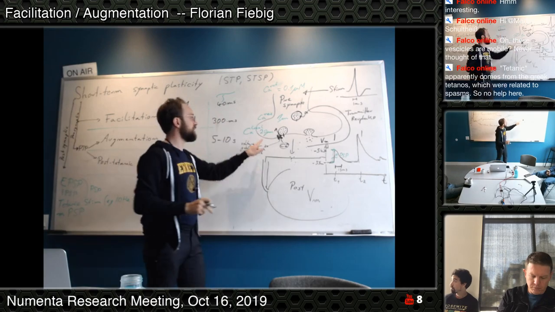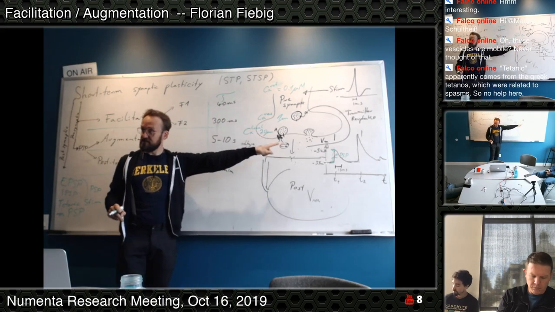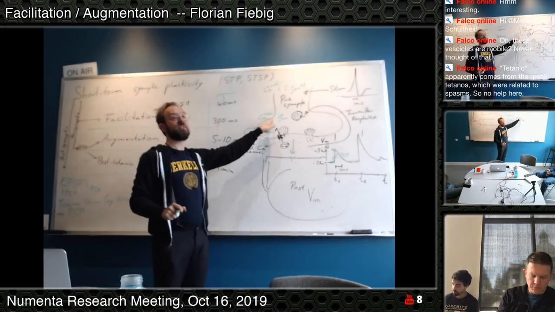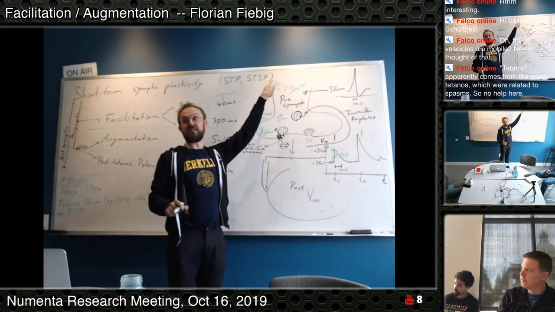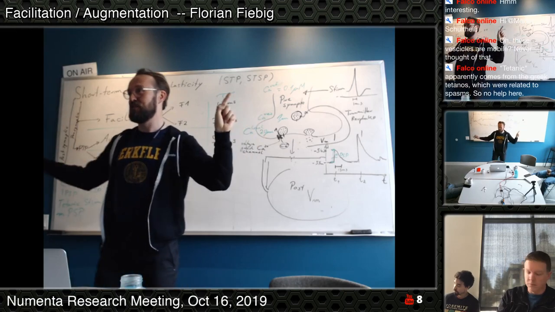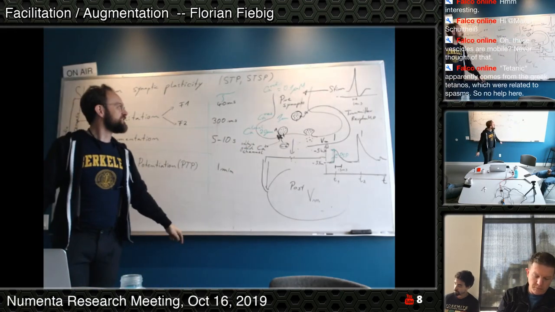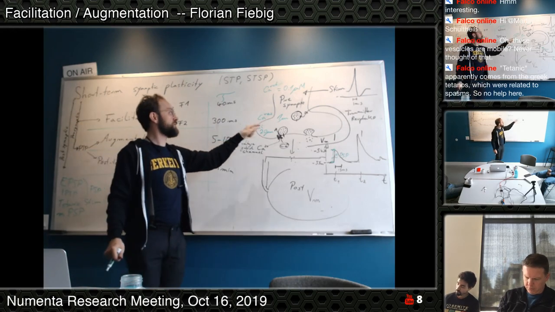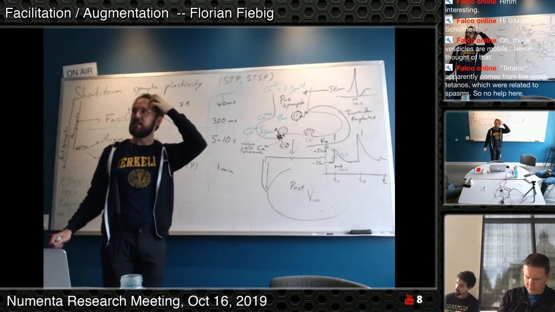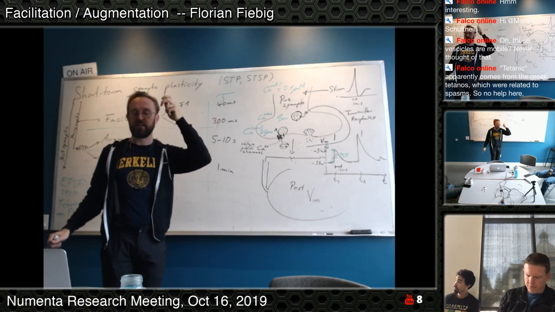So this is the kind of concentration that you need to release vesicles. This is the kind of concentration you might get after a lot of spikes. And this is the kind of concentration that is normal when the neuron is not active. So you can see that these are really quite different, right? It's a very high number, and it turns out that when you do the math on this, it doesn't quite properly work.